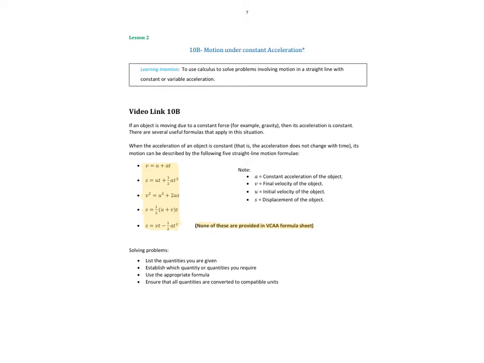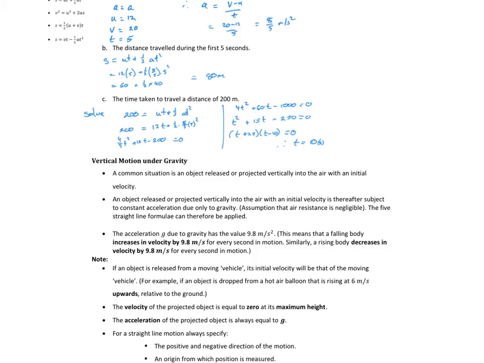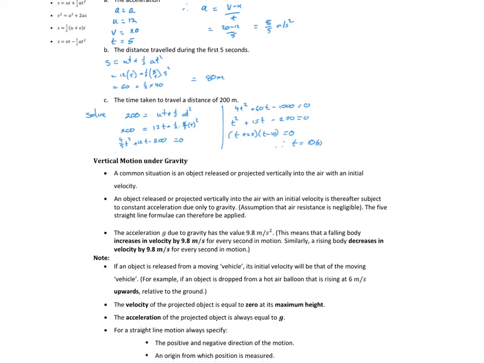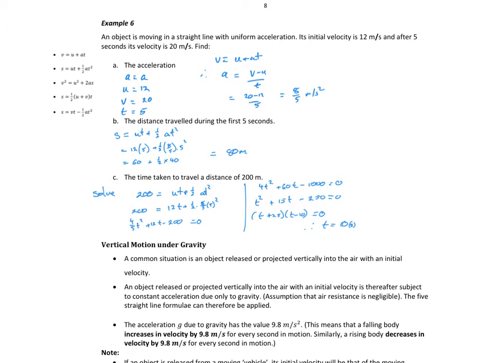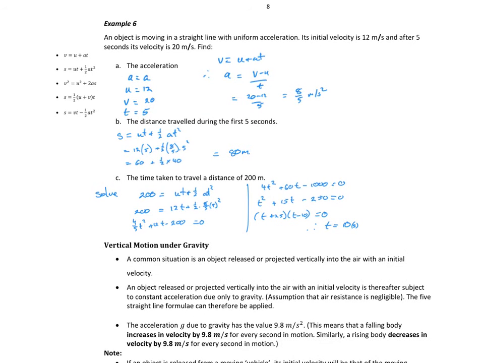And in terms of solving them, list the quantities that you've got, which rule you want to use, and then away you go. So you can see there, I've just copied the little rules to the left. An object moving in a straight line, uniform acceleration, that's the key thing, which means I can use my kinematics rules. Initial velocity of 12, so initial velocity is u. After t equal to 5, the final velocity is 20, which is v, and I'm looking for the acceleration a.